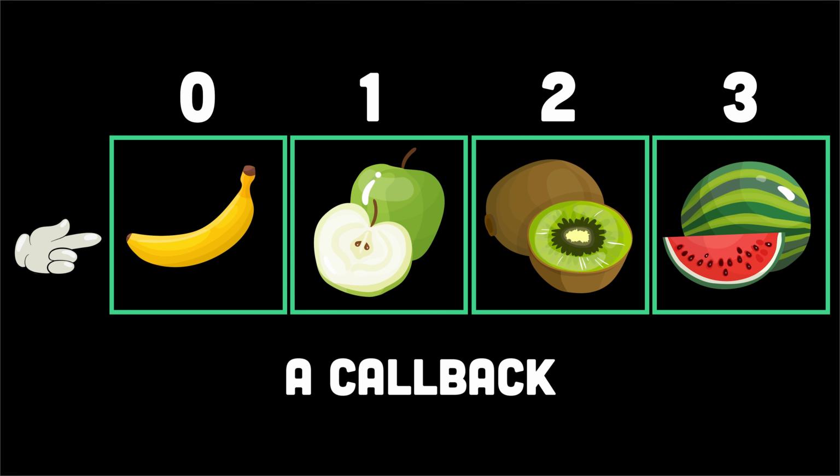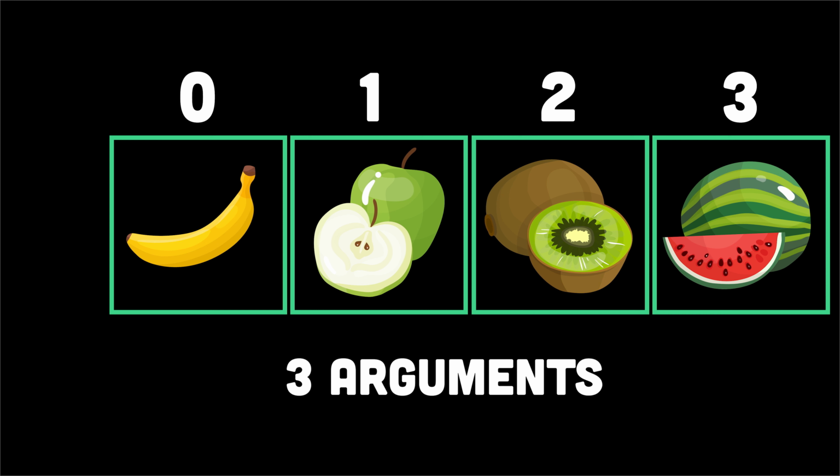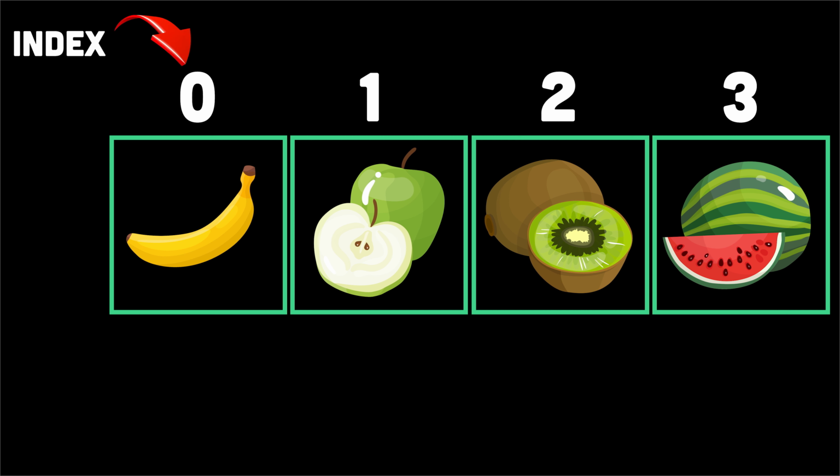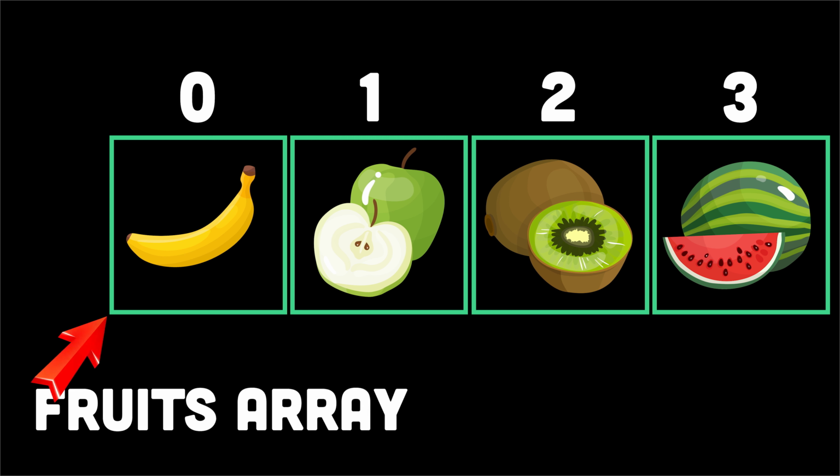This function is a callback which has three arguments. The first one is the element. You can call it whatever you want: fruit, item, whatever. It is the current element being processed in the array. The second argument is optional, which is the index of the element in the array. It starts from 0. And the last one is the optional array, which is a reference to the original array. It is the array forEach was called on.